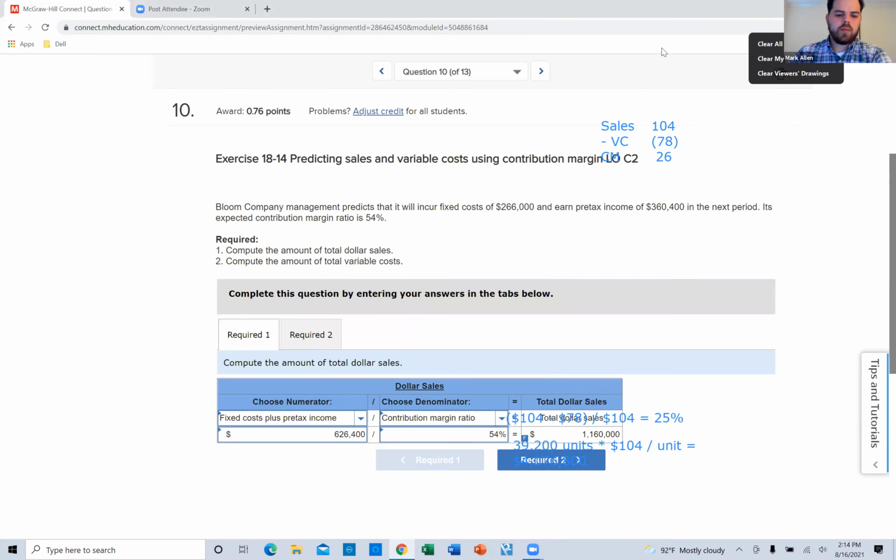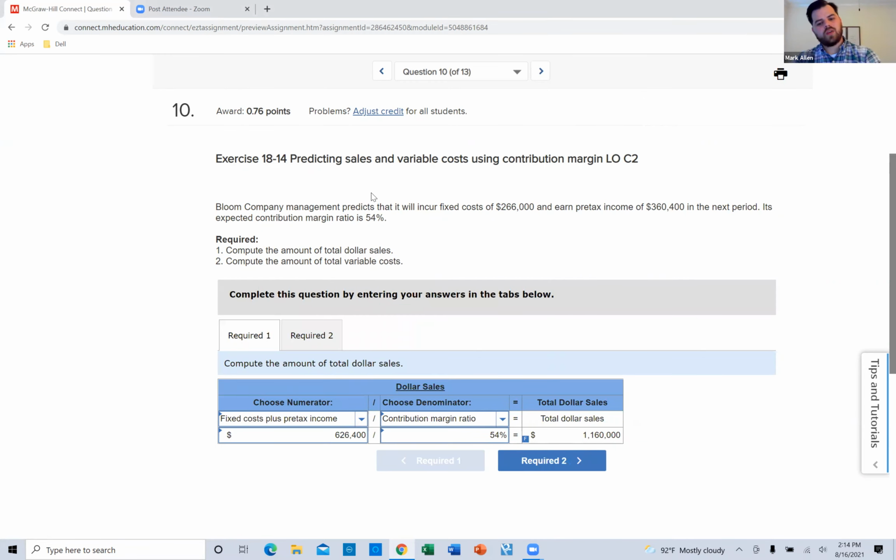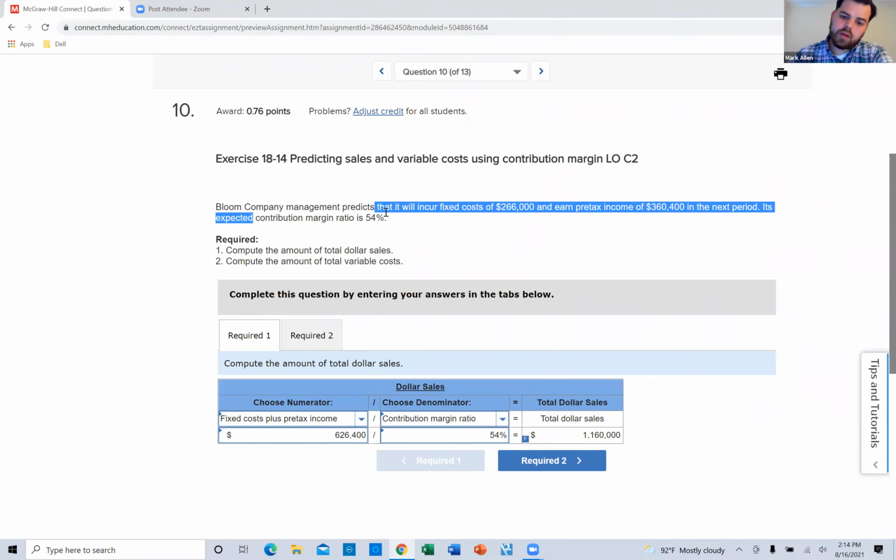Now, moving on to number 10, we're predicting sales and variable costs or contribution margin once again. So Bloom Company Management predicts it will incur fixed costs of $266, earning pre-tax income of this amount. Expected contribution margin ratio is 54%. They want total dollar sales. Hopefully we're pretty familiar with this by now. Fixed costs plus pre-tax income divided by contribution margin ratio. There's our total dollar sales.